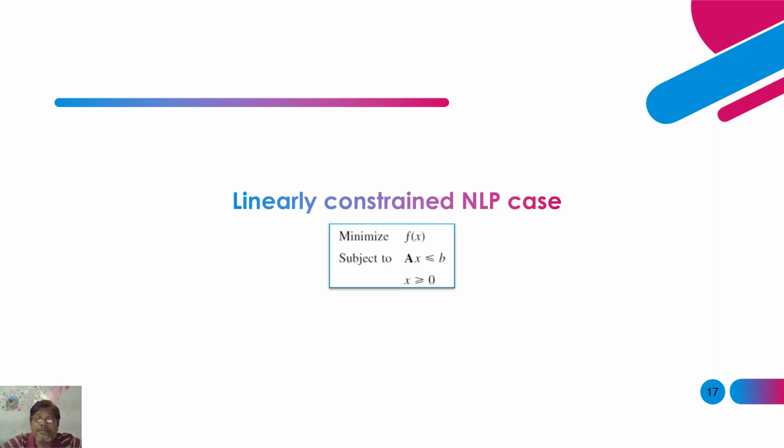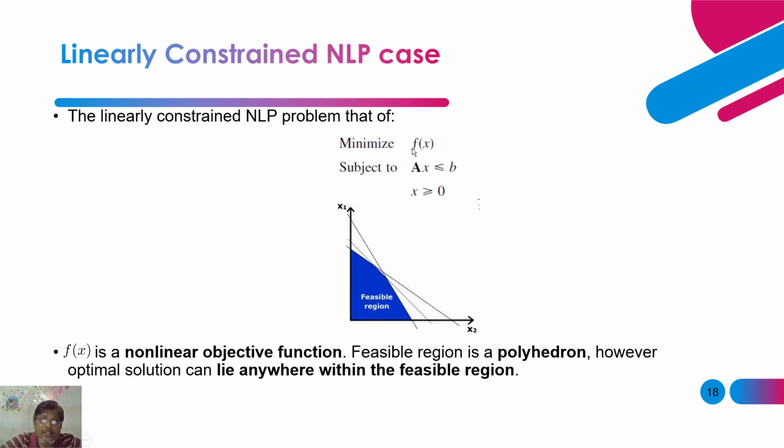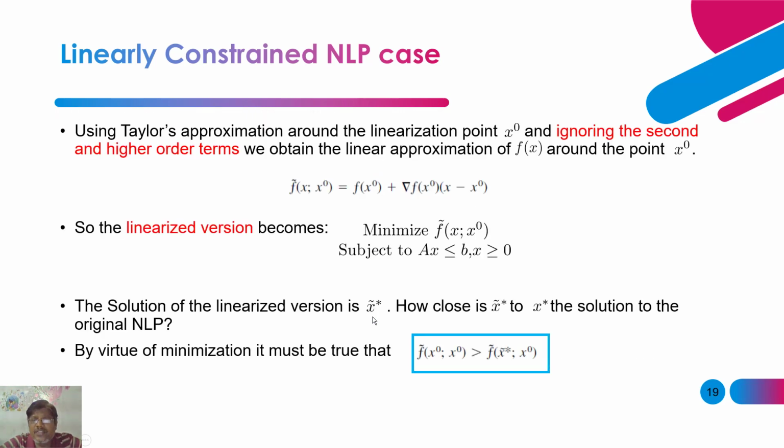Okay, so how to do this? See, this is my minimization: minimize f of x subject to this. So that has been drawn here like this, and f of x is the nonlinear function. From this you can see f of x is the nonlinear objective function, and after drawing the constraint lines, you can see the feasible region is a polyhedron. However, the optimum solution can lie anywhere within the feasible region. So for these kinds of linear constraint problems, your solution will lie anywhere in the feasible region. So these kinds of things can be easily solved.